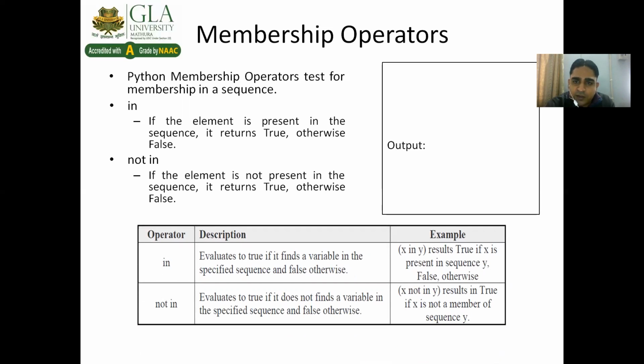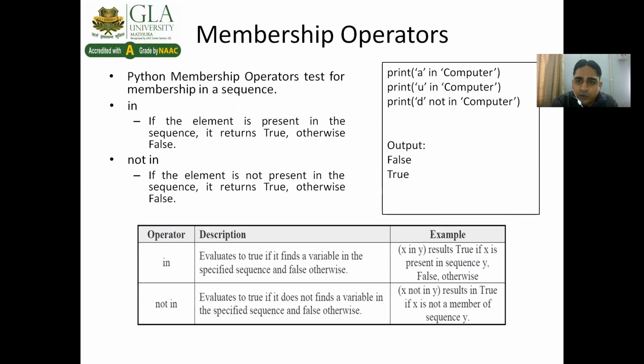Let us see the example. If I write print a in computer, a in computer is false. Print u in computer: u is present in the spelling of computer, so it will give you true. Then print d not in computer: d is not in computer and the statement is also saying the same thing, so it will give you true. And m not in computer will give you false, because m is present in the computer sequence, so the statement is false, right?